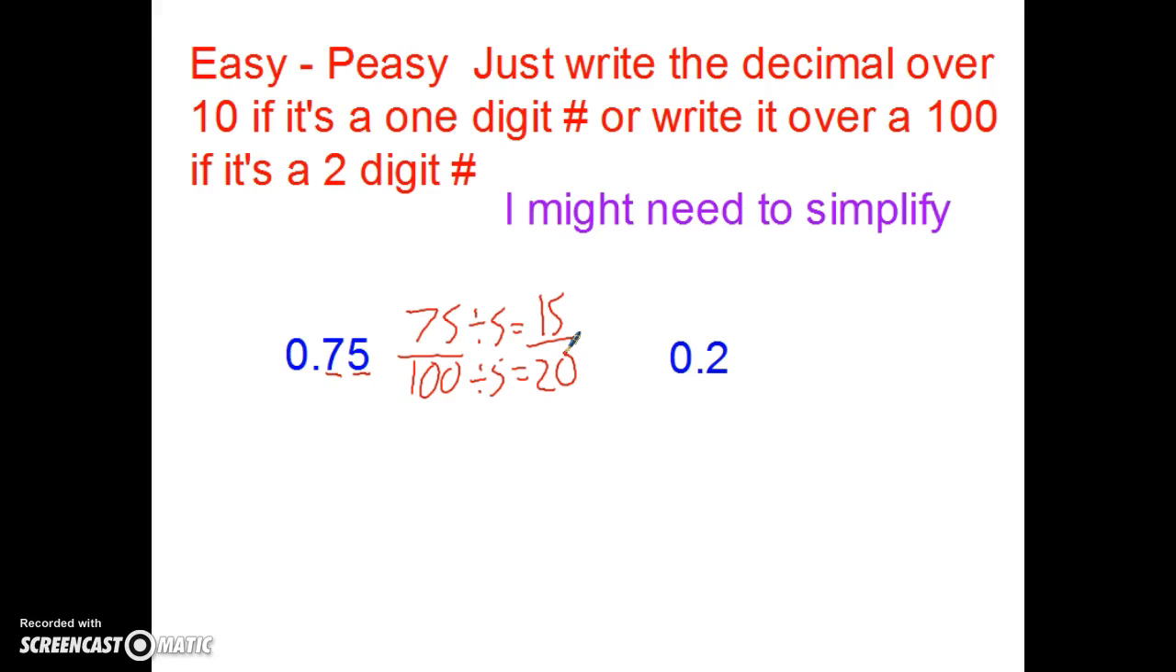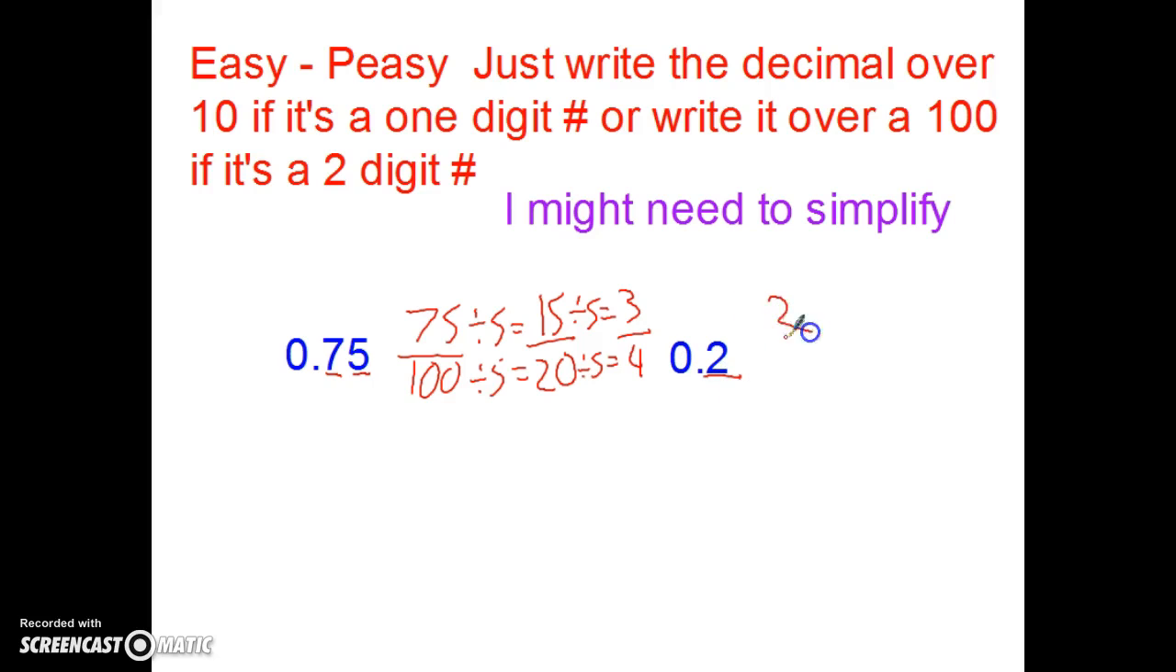Whoa. They both still end with a 5 or a 0, so I can divide by 5 again. 15 divided by 5 equals 3. 20 divided by 5 equals 4. 3/4. Oh yeah, that's one we're just supposed to have memorized. 0.75 and 3/4 are the same.